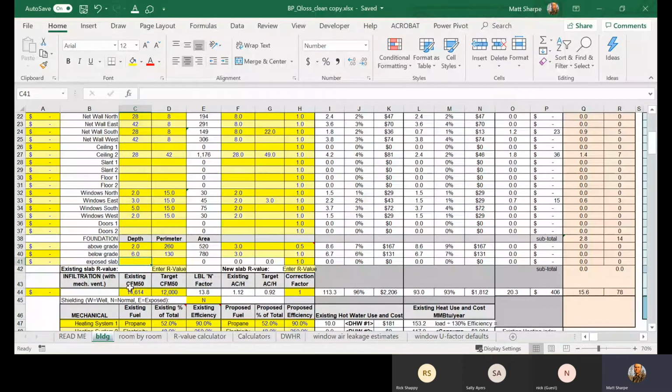And then blower door numbers. This should be pretty straightforward. This target would be the improved if this was a test out. But again, if it's preliminary, then it's your target. You have a correction factor here as well, which you might use more often than other correction factors, because a lot of air leakage is possibly unconditioned space air leakage, especially in the case of the leaky crawl space or the leaky basement. So you can adjust that down some. The shielding LBL number, is it normal or exposed or well shielded?